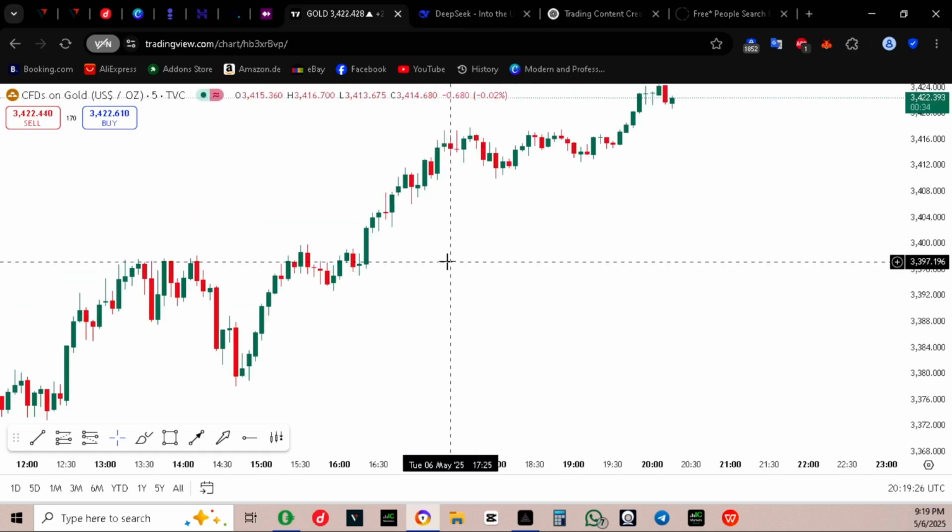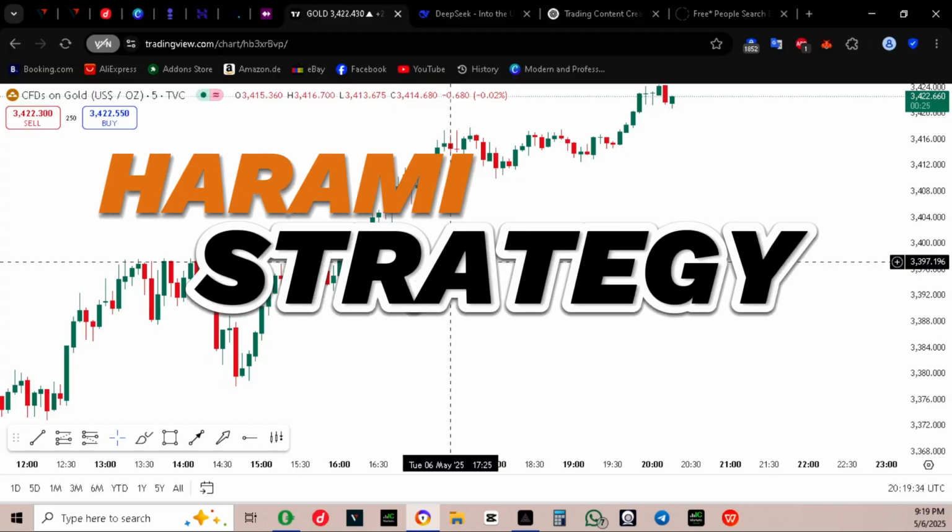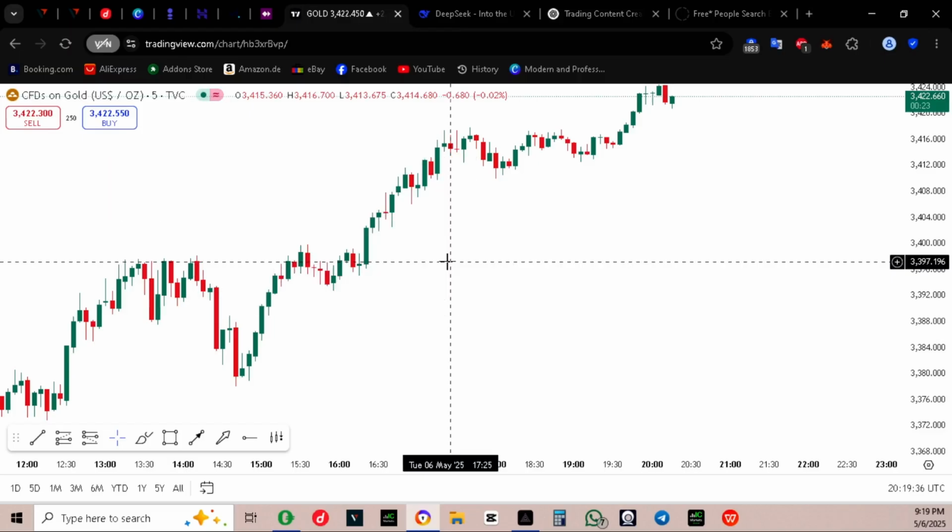First of all, a Harami candlestick is a Japanese candlestick pattern, and the word Harami simply means pregnant, to be pregnant. When we talk about a pregnant candlestick, we are talking about a candlestick that embodies itself within another candlestick.